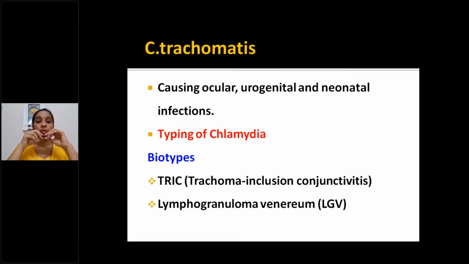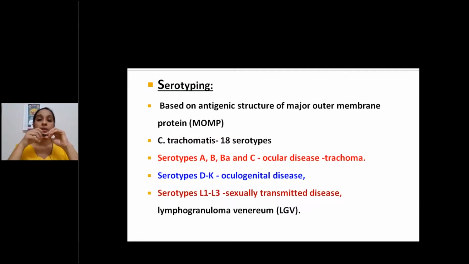Chlamydia trachomatis causes ocular, urogenital and neonatal infections. If we see the serotyping, we already discussed this in antigenic structure. Based on the antigenic structure of major outer membrane protein, this is divided into 18 serotypes. Serotypes A, B, BA, and C cause ocular disease, meaning trachoma. Then serotypes D to K are responsible for oculogenital diseases. Then serotypes L1, L2, L3 are causative agents of sexually transmitted disease, especially LGV, Lymphogranuloma venereum.